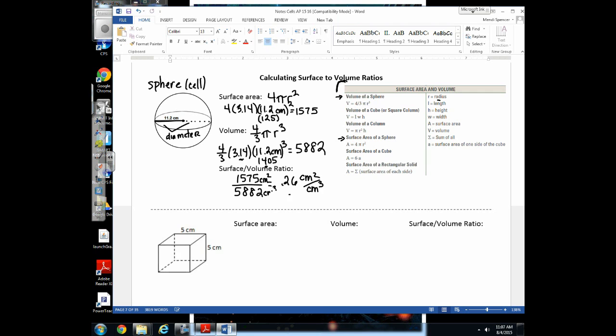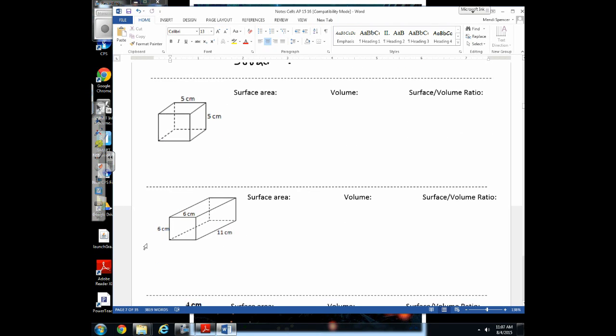Okay, moving on. Let's calculate the surface to volume ratio of some objects with different shapes. So here we have a cube, and referring back to, move this back down.